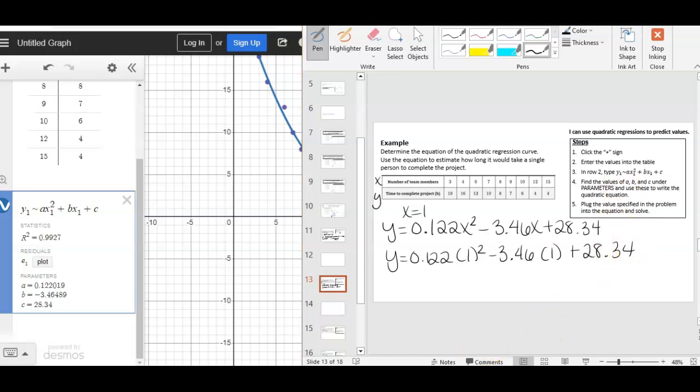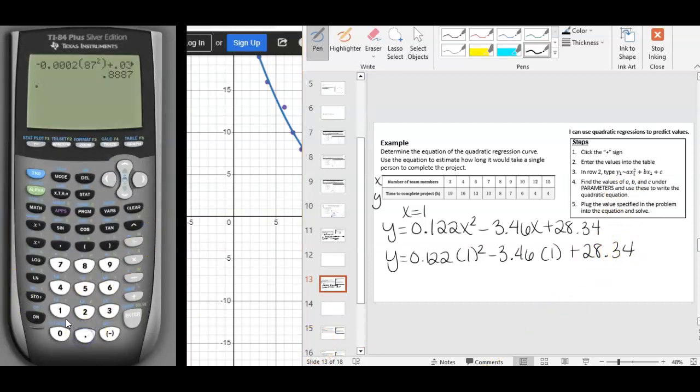So I'm just going to go to my calculator now, and we do 0.122 times 1 squared, which is just 1, so you don't have to really do that if you already know that. Minus 3.46 times 1, and then plus 28.34. And hit enter. So you can see that it says y is about 25. And so it's going to take them about 25 hours to complete the project.